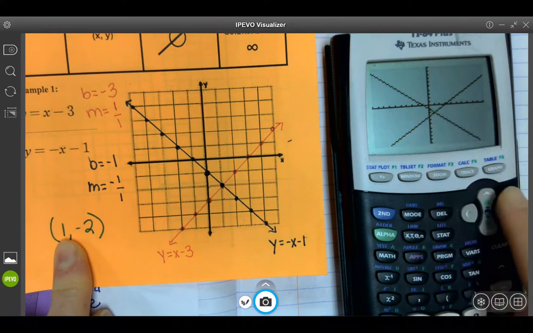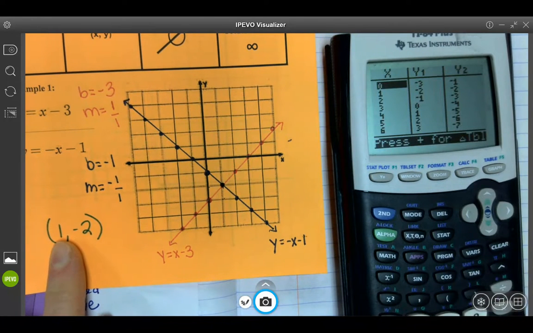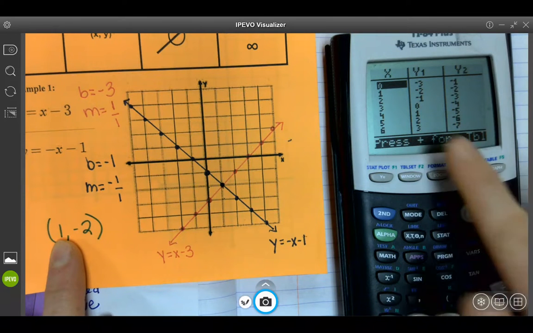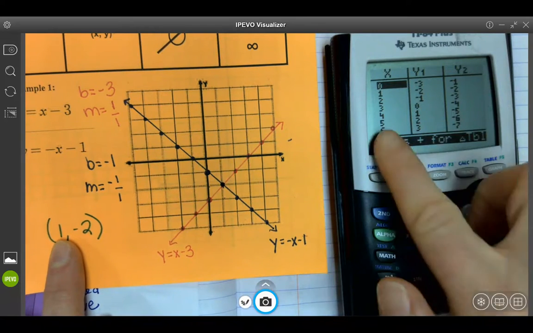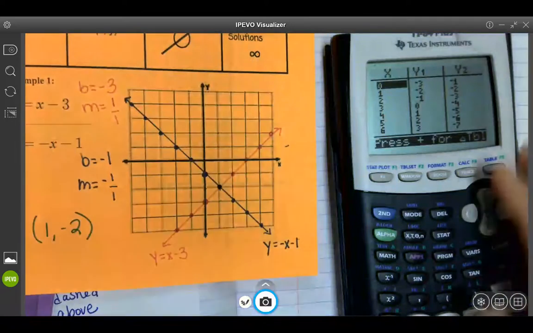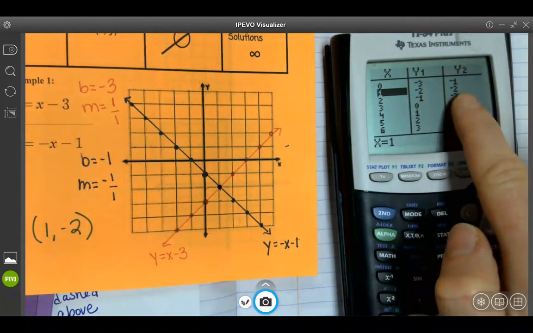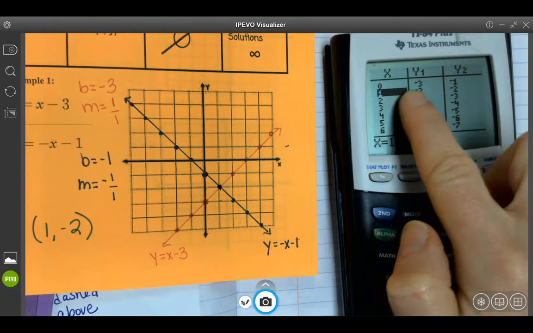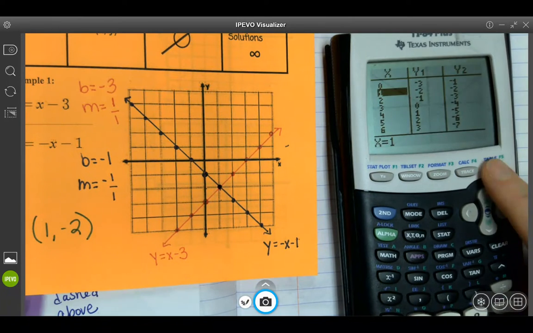But what we can do is go to second graph for the table. Zoom 6. So now look at the table the way we have it written, like on here. So we're looking for where they're the exact same. So do y'all see the 1, -2 right here? It's right there. It's the same, which is the solution.